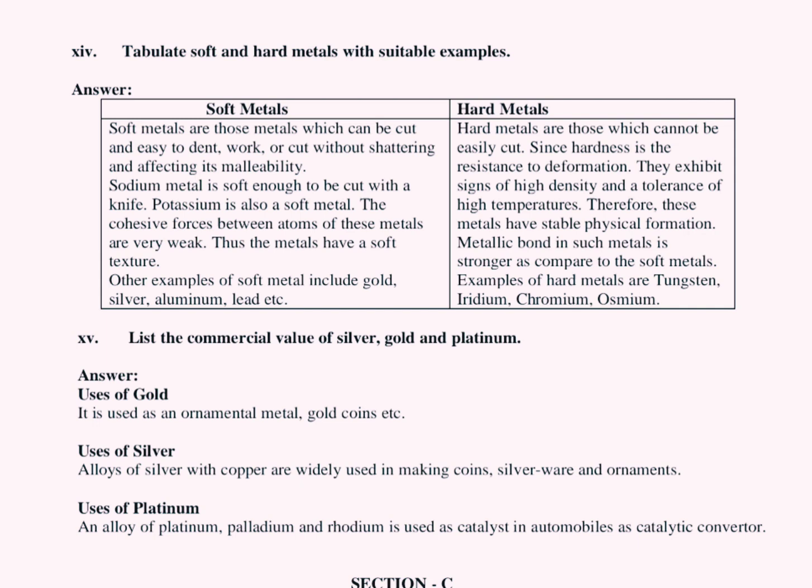Then commercial value, silver, gold और platinum की बतानी है. Listen, this is a commercial value. So for example, गोल्ड की commercial value क्या है? आपके gold coins हैं, आपके gold ornaments हैं, ठीक है. Ornamental metal है, ये बहुत ज़्यादा use होती है. And obviously when you look at somebody who is wearing too much gold, we consider the person very rich, so that is its commercial value. सिल्वर, silver copper alloy जो हैं वो coins बनाने के लिए बहुत ज़्यादा use होते हैं.